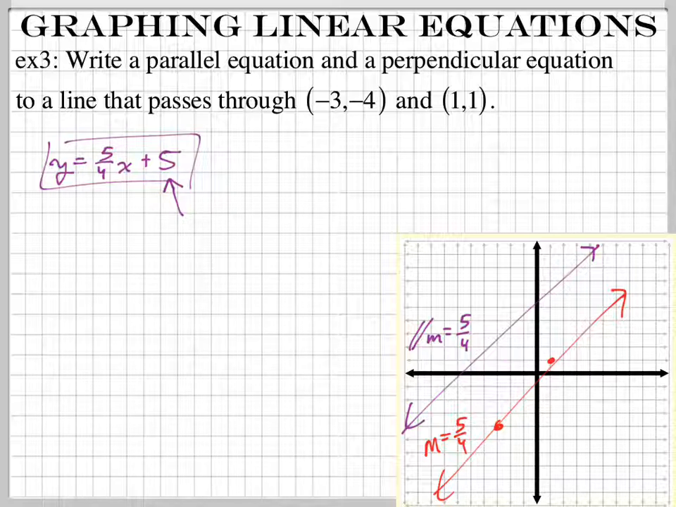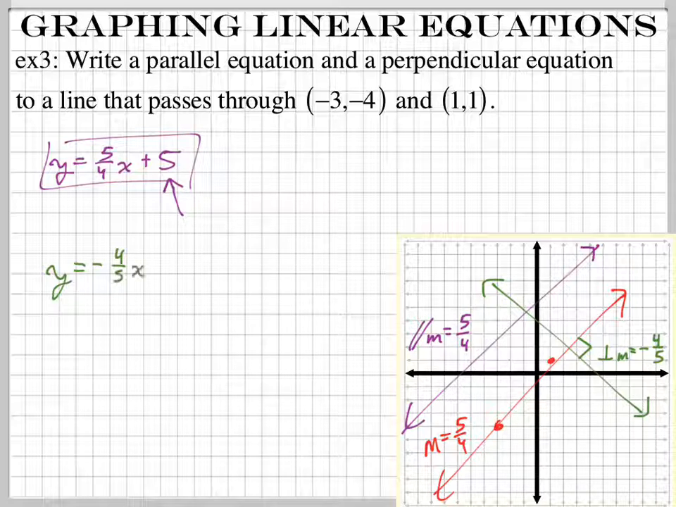Now, for perpendicular, the line has to pass through it perfectly to form a right angle. The perpendicular slope, do you guys remember this one? It has to be inverse opposite. It's the opposite. So because it was positive, now it's negative for the perpendicular one. And then you have to take the reciprocal. So 4 over 5, and that's what you got. So let's write the equation for it. y equals negative 4 over 5 x plus 3.